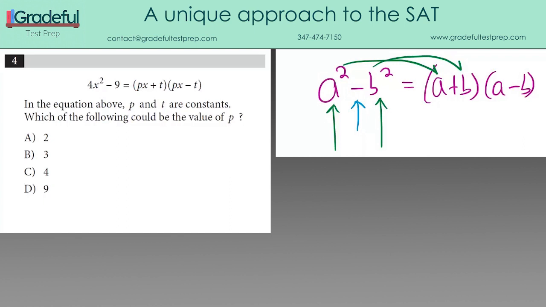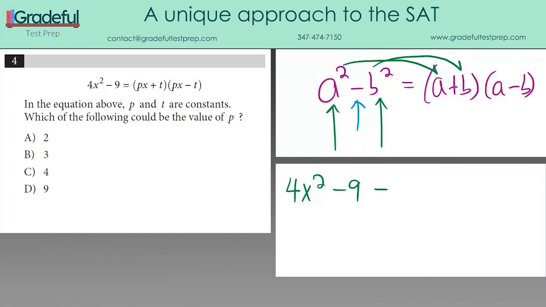In this situation, we have the difference of squares 4x squared minus 9. And once we identify that there's a minus sign right there that makes it a difference, and two perfect squares, then we can just take the square root of each piece. So the square root of 4x squared is 2x, and the square root of 9 is 3. So we'll have 2x plus 3 and 2x minus 3, and that's how it factors.